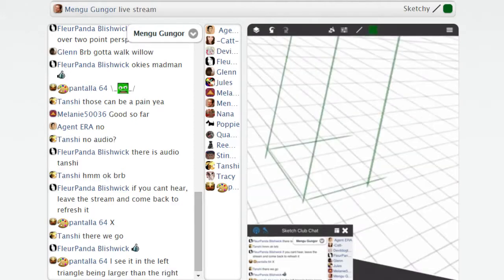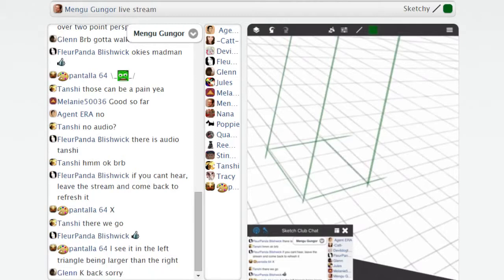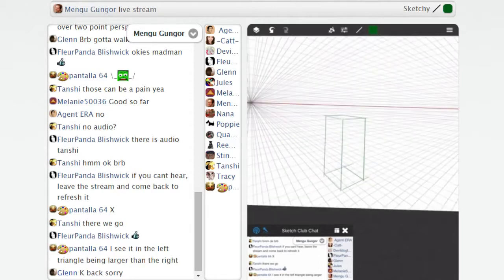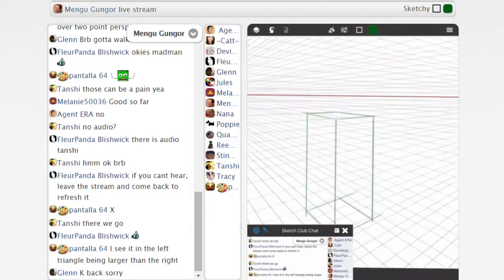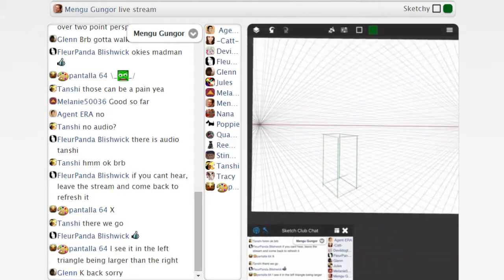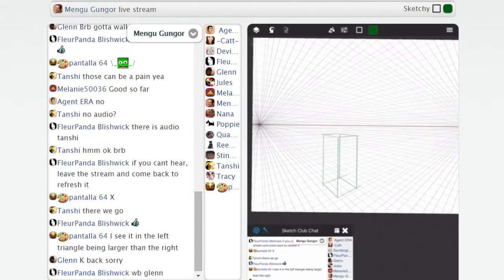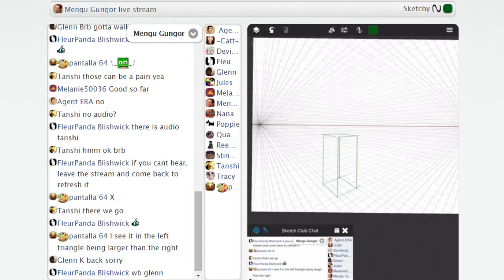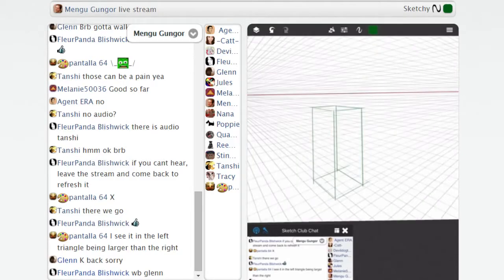And this one, it is kind of important to draw the side that we can't see, just because it is helpful for the circles. Okay. One more.